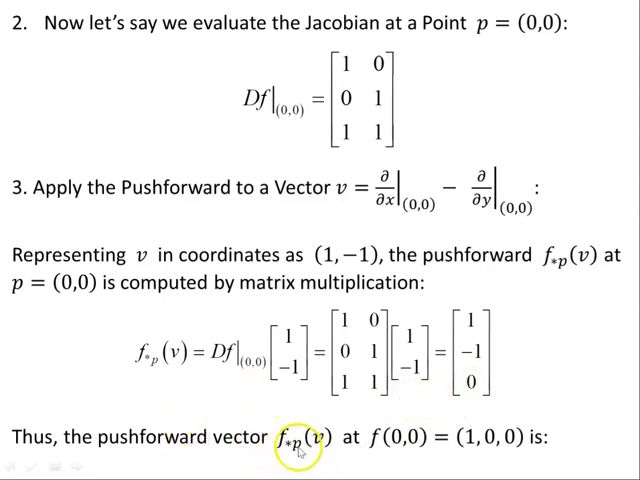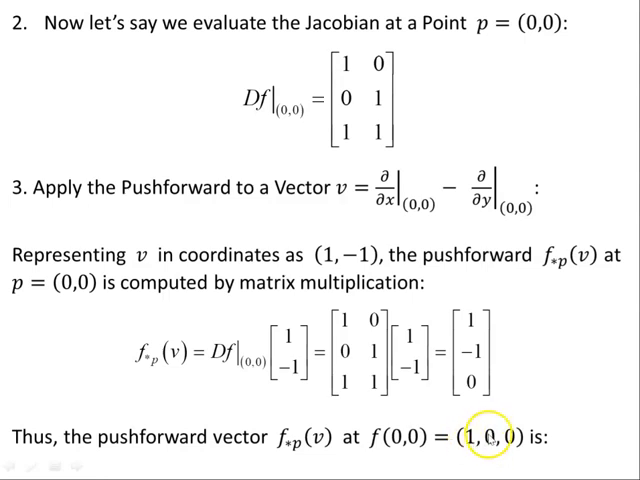Thus the push forward vector f star p of v at f of 0, 0 is equal to 1, I should have here minus 1. Oh no. Oh, 1, 0, 0, that's all right. My apologies, I just got a fright there, I thought I made an error, but f of 0, 0 is equal to 1, 0, 0. If you substitute that in, you'll find that. My fault, my apologies.